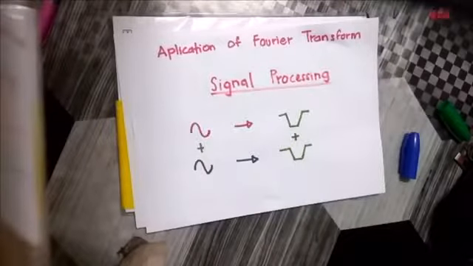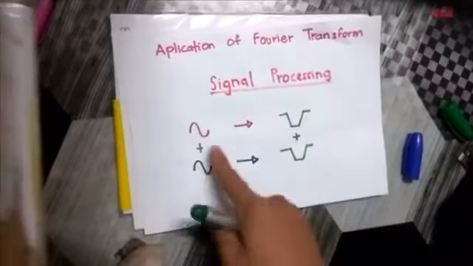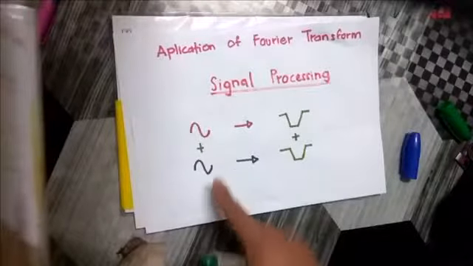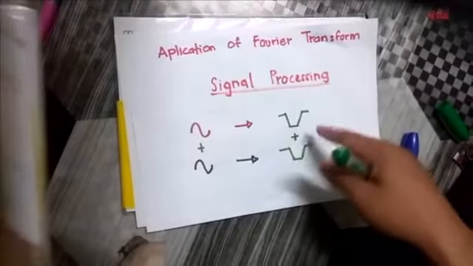Today I would like to present the application of Fourier transform, which is signal processing. When we are editing a video, we always hear unwanted sound. With this signal processing system, as you can see, there are two waves here, the red wave and the blue wave. When we sum these two waves, we get the sum of the corresponding waves.